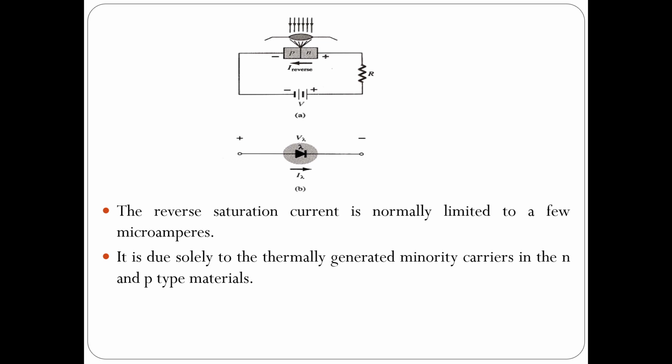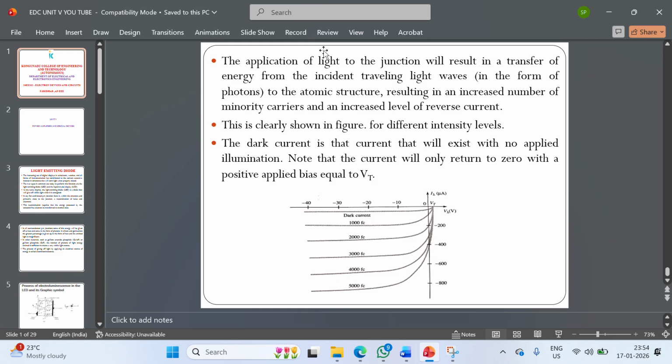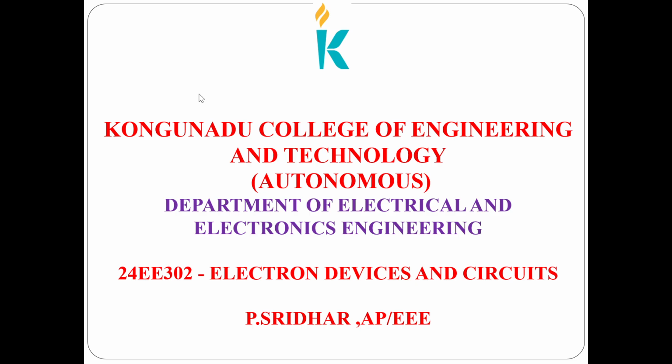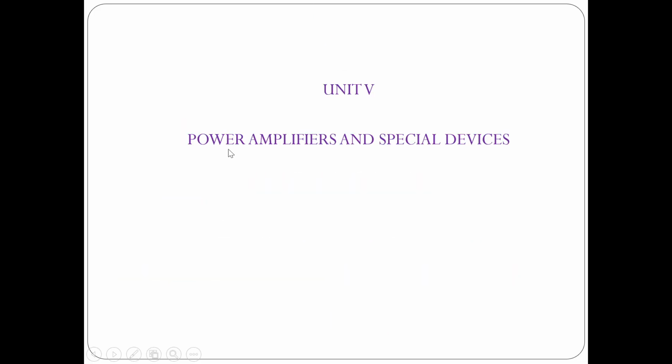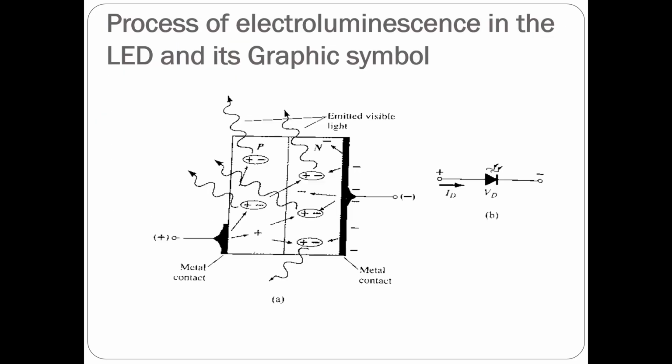So it's a photodiode. It will be emitting the photons to the outside. This junction is normally called a PN junction diode. So these are the waveforms. So this is the final expression for these things. Thank you.